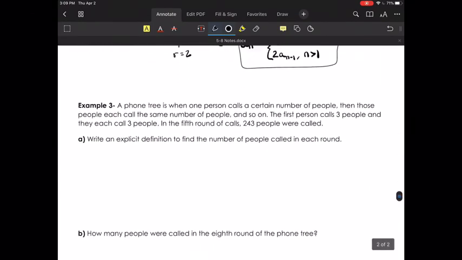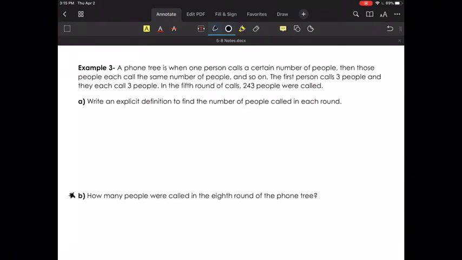Then example 3. So here's a bit of an example of a more word problem type thing. It says, a phone tree is when one person calls a certain number of people, then those people each call the same number of people, and so on. So, this was a real thing before we had emergency texts and stuff, where one person had to call people, and that way you could actually call everyone in your organization to let them know something was going on. So the first person calls 3 people, and they each call 3 people. In the 5th round, 243 people are called.